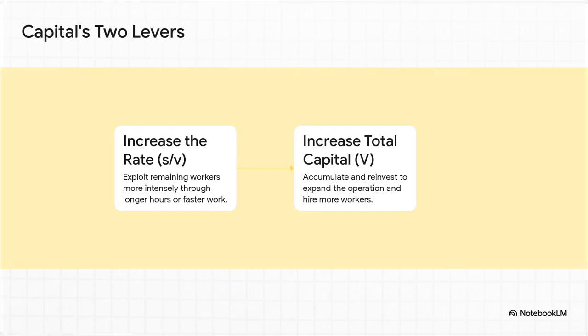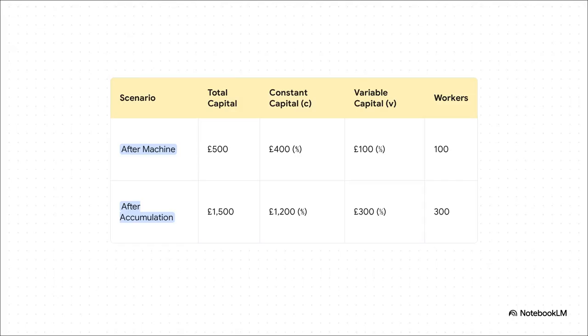To get out of this jam, the capitalists can go back to those two levers in our formula. First, they can pull the rate lever. They can make the 100 workers they have left work longer hours or speed up the pace of production. Anything to increase S relative to V. Or, second, they can pull the total variable capital lever. This means they have to accumulate profits, save up, and reinvest to grow the entire business, which would eventually let them hire more workers. And right here, you see that second strategy in action.